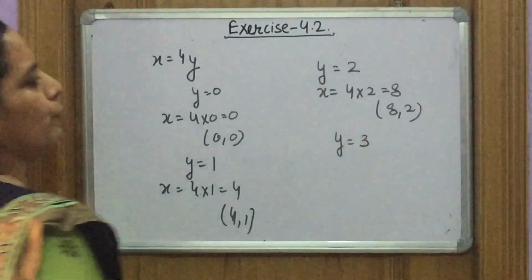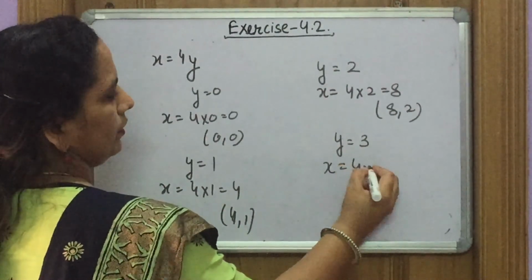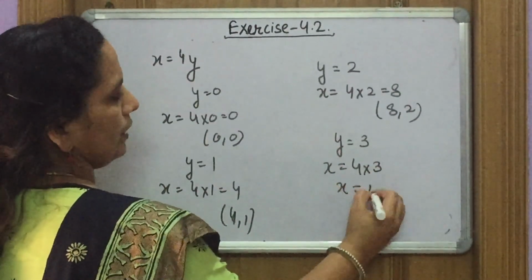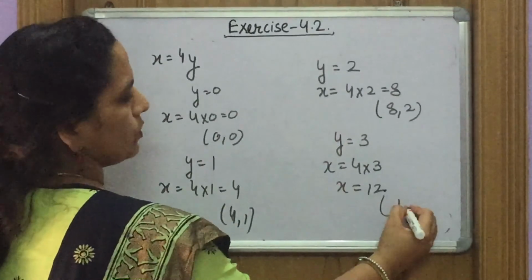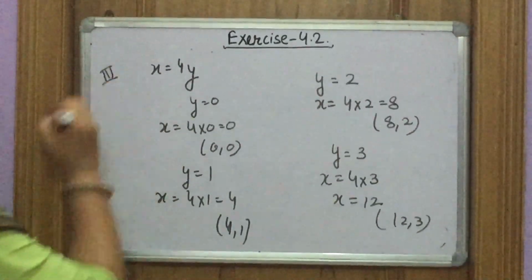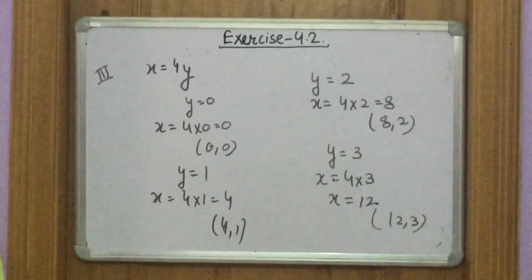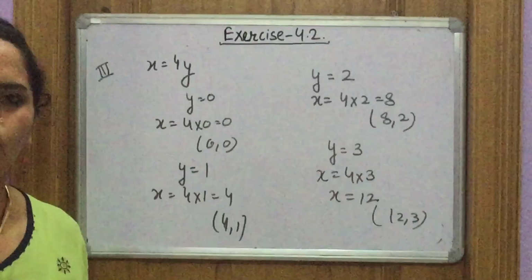Similarly, if you put y is equal to 3, then x will be equal to 12. So 12 and 3, this is our last solution. So this is part number 3 of question number 2 of exercise 4.2.